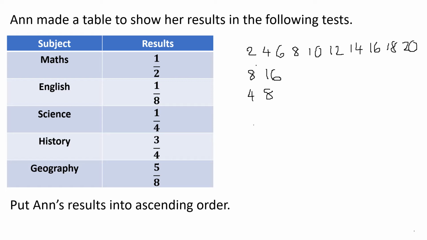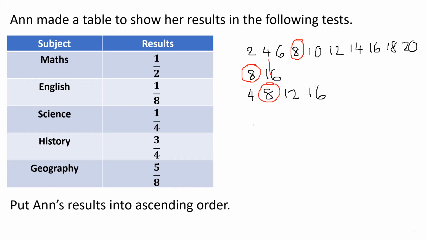4, 8, 12, 16. So if we stop there and compare our 3 lists, we can actually see that 8 is our lowest common multiple. If I just circle them, we have an 8 in our 2 times tables, an 8 in our 8 times tables, and an 8 in our 4 times tables. So we can rewrite our fractions with the denominator all being 8.